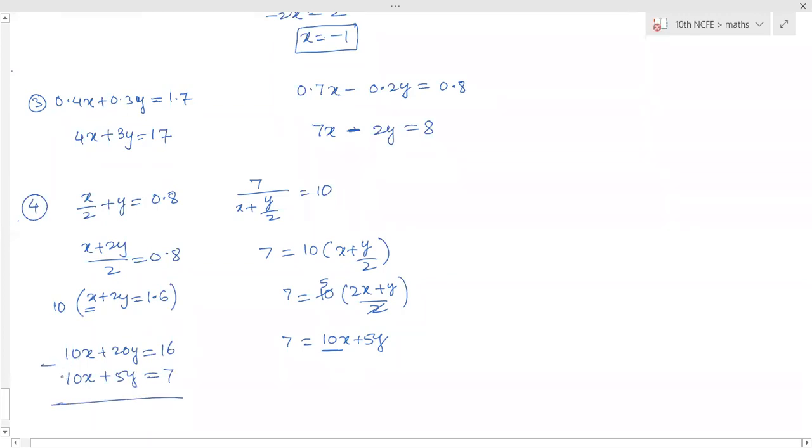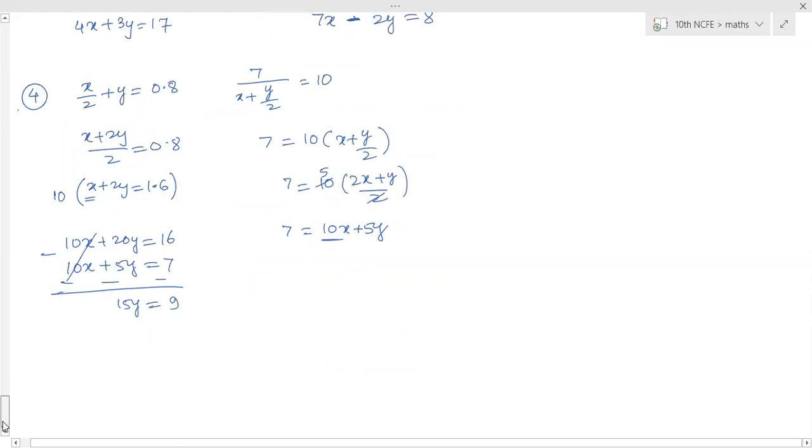Same sign, so we have to subtract. Minus, minus, minus, this gets cancelled. 20 minus 5 is 15y is equal to 9. So y is equal to 9 by 15, not 9 by 10. So it is 3 3s are, 3 5s are. So y is equal to 3 by 5, which is 0.6, is the answer. You can keep it as 3 by 5 also, no problem. Answer is 0.6. And then substitute anywhere in this equation.